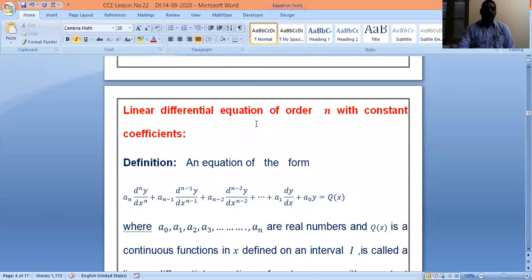Now, what is a linear differential equation of order n with constant coefficients?